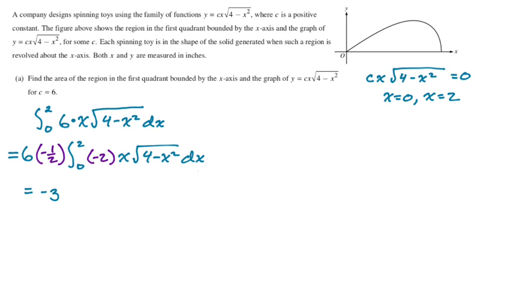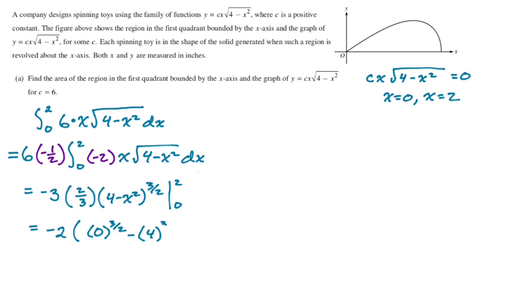So I add 1, I get 3/2. So the reciprocal of that is 2/3. And then u, which is 4 minus x squared, to the 3/2. And we're going to evaluate that from 0 to 2. I make a lot of mistakes on this type of problem. So I'm getting negative 2 times. It's when you zero out the first one, right? You plug in 2, you get 4 minus 4 is 0 to the 3/2. So you just get 0 to the 3/2, which is 0. And then minus, when you plug in 0, you get 4 to the 3/2.